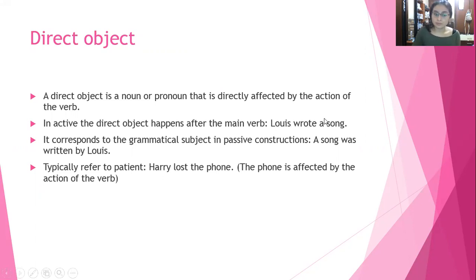Louis wrote a song. It corresponds to the grammatical subject in passive constructions. For example, a song was written by Louis, and it typically refers to the patient. For example, Harry lost the phone. In this case, the phone is affected by the action of the verb, in this case, lost.